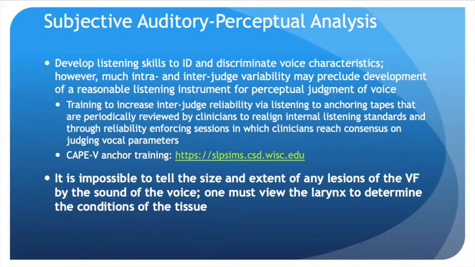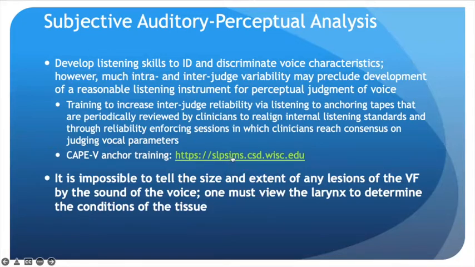So a subjective audio-perceptual analysis. This is when you kind of develop listening skills to identify and discriminate voice characteristics. There is an issue with intra and inter-judge variability. I mean, intra meaning like you and yourself later, inter you and someone else. So the variability between you and another person and you and yourself later. This is not necessarily a reliable thing, right? This limits the use of a scale for perceptually rating voices. Training does exist to increase inter-judge reliability via listening to anchoring tapes. And these are periodically reviewed to check to see if they are appropriate.